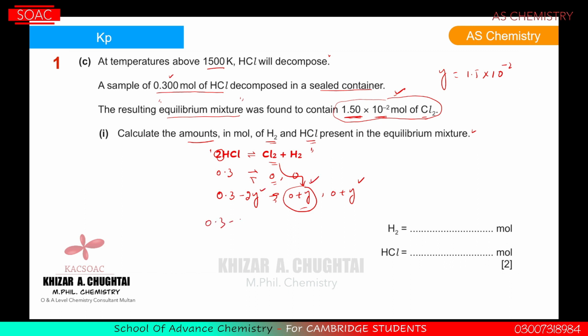So 0.3 minus 2 into 1.5 into 10 raised to power minus 2 goes to 1.5 into 10 raised to power minus 2, and the same is the case for hydrogen. So we have found the value of hydrogen as well. The same answer is for hydrogen. It will be 1.5 into 10 raised to power minus 2 moles. What is the value of the remaining HCl? I mean 0.3 minus 3 into 10 raised to power minus 2.